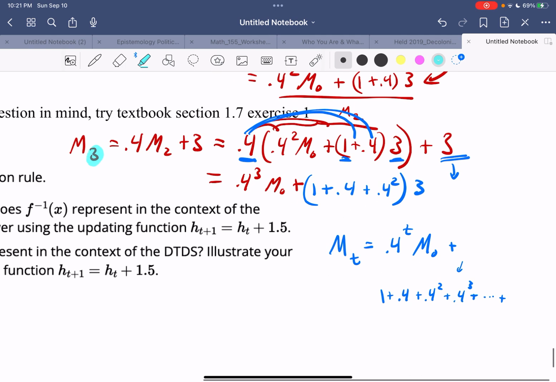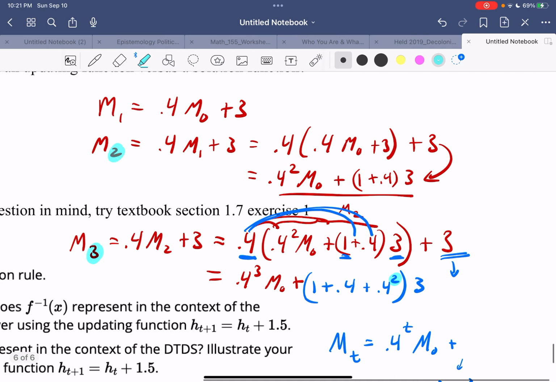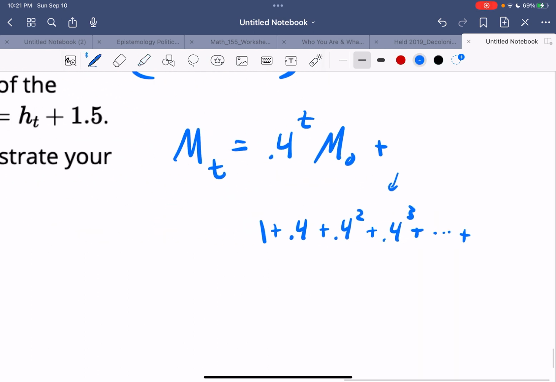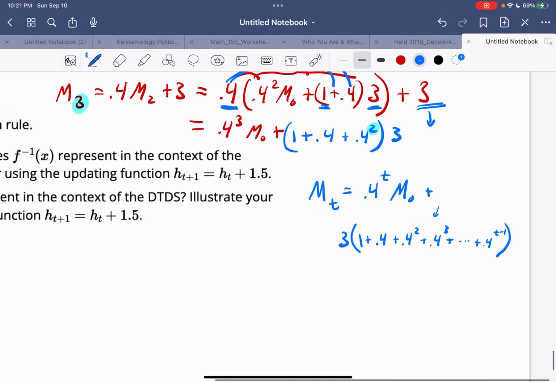Well, for M3, we stopped when there was a 2. For M2, we stopped when there was a 1 on the 0.4. For M1, we stopped when there was a 0 on the 0.4, right? There's no 0.4 there. So when does this stop? It stops at t minus 1. Gross. So all of those get multiplied by 3.